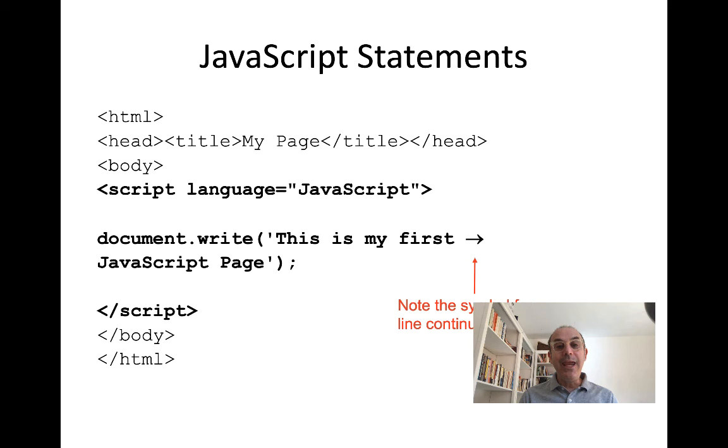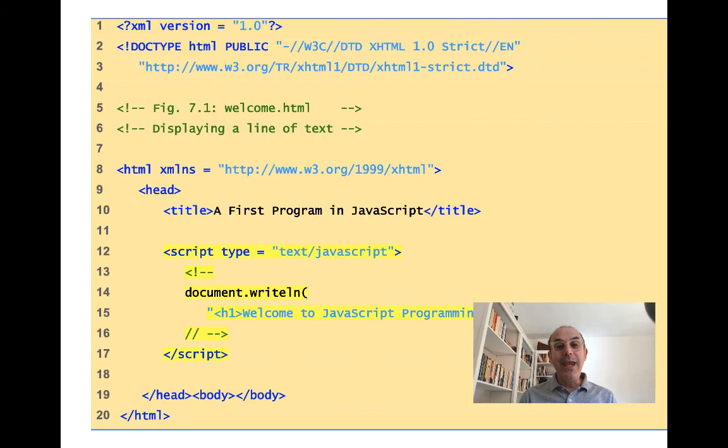Let's see an example. In JavaScript, I declare document.write: this is the first JavaScript page. Basically, what you have here is the idea that this script is written above the body of the HTML, and it declares what it entails, and in this case it is welcome to JavaScript programming.